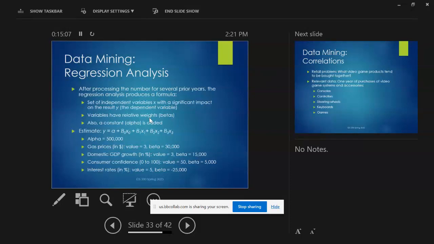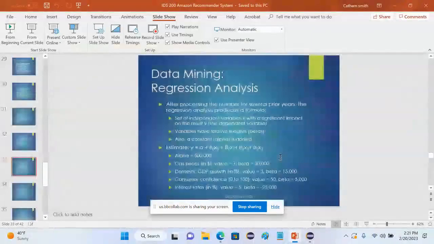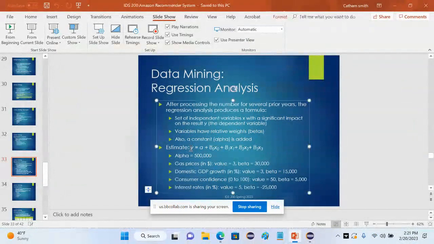So what they do, they crunch all those numbers and they get a set of independent variables. Okay, and each one of those independent variables has a significant effect.